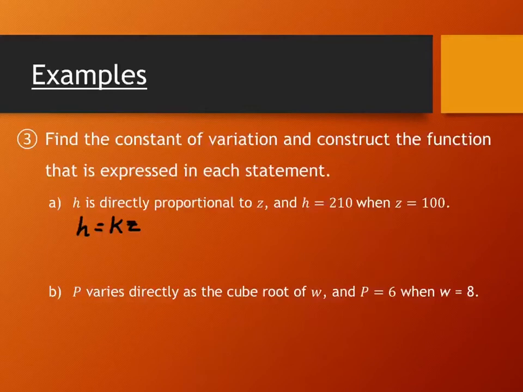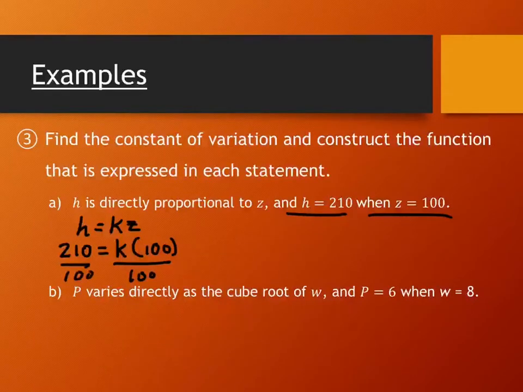We just changed that into an equation. However, they give us extra information here about numerical values about our variables. And h is equal to 210 when z is equal to 100. So we can actually plug those in. H is 210 when z is 100. And plug those in for h and for z. And we can find out then what k is. So if we divide this by 100, we find out that the k value, the constant of proportionality, is actually equal to 2.1.